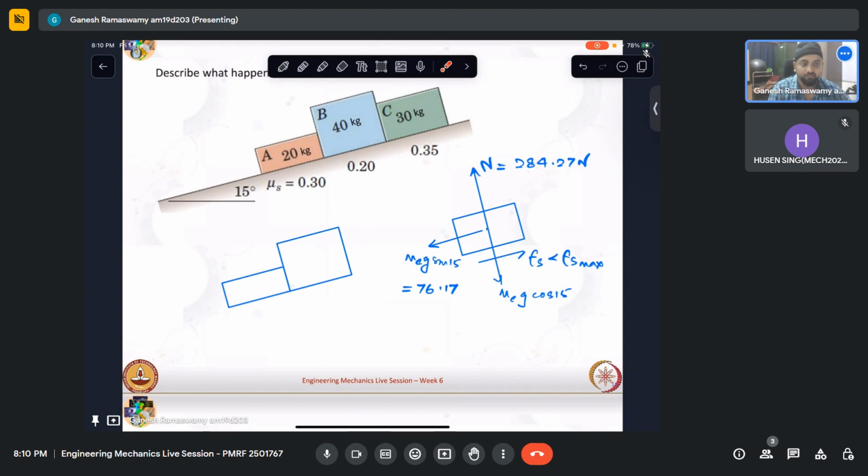If it so happens that for box B, the interface force is exceeded by the total force pulling it down the inclined plane, then naturally there will be a force set up over here, in which case this entire system will have to satisfy equilibrium. So that is the way to go about solving these kinds of problems. Other than that, I have nothing else to add.